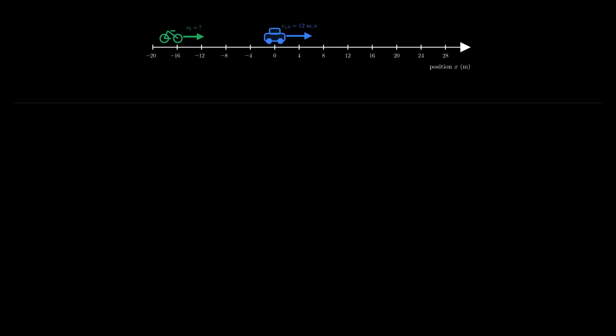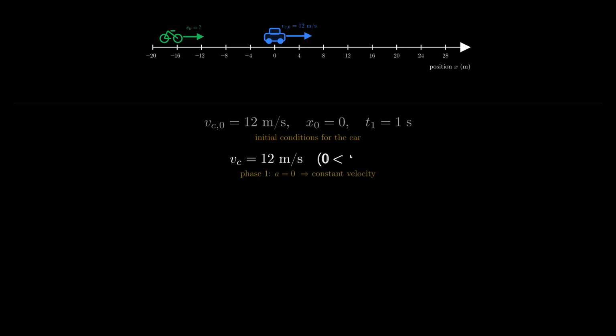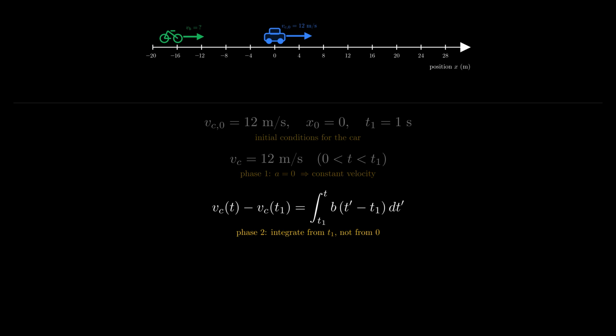Part A. Find velocity and position. During the first interval, from 0 to 1 second, the acceleration is 0, so the velocity stays constant at 12 meters per second. For the braking phase, we integrate starting from t1, the start of this interval, not from 0. The velocity change is v sub c of t minus v sub c of t1 equals the integral from t1 to t of b times the quantity t prime minus t1 dt prime.